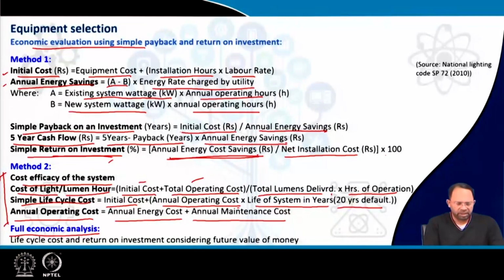So instead of going with this, we can look into the overall life cycle cost of a particular system or a particular technology that we are using now, and also return on investment considering even the future value of money. That is unnecessarily complicating the calculations to come to a more elaborate calculation to say which system is better. So you can go with any one of these methods to come to a decision on whether the equipment you are using to replace the current equipment would be better or not.